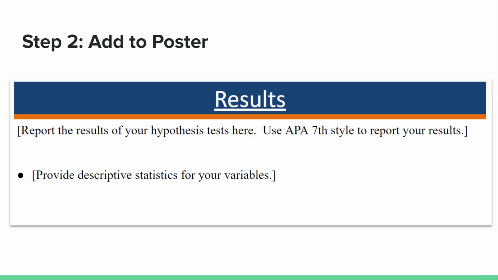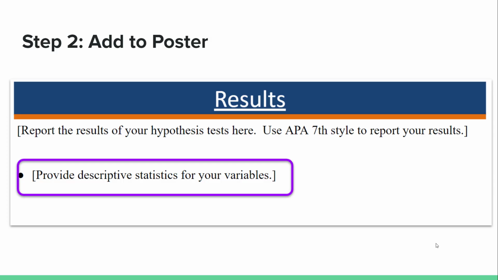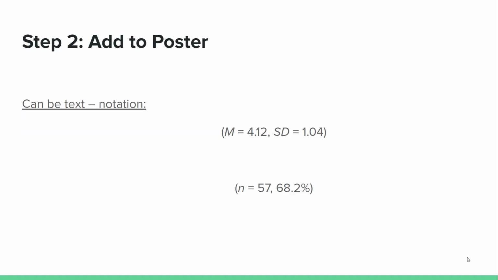And then the second step would be to add it to your poster under results. Now there's a section that says provide descriptive statistics for your variables, and so you can delete that line altogether. You can even delete the brackets here because these are all instructions, but this is where your descriptive statistics can be provided. And you have a fair amount of flexibility when it comes to reporting your descriptive statistics. One option is to write it out in text.